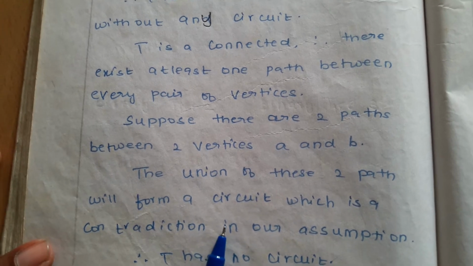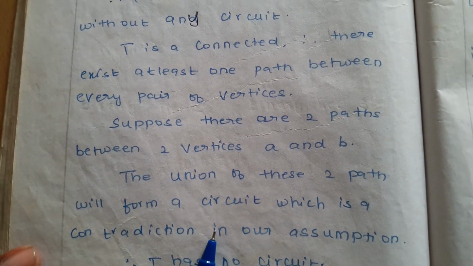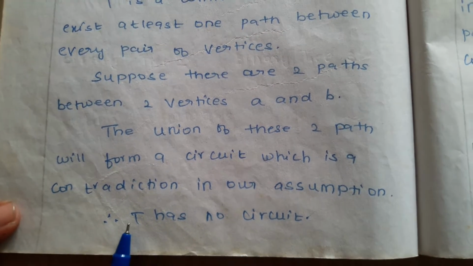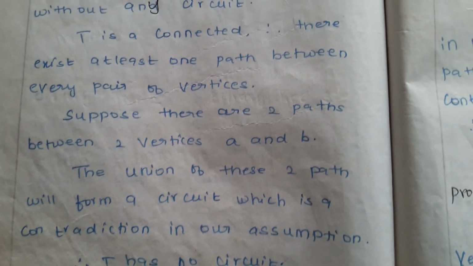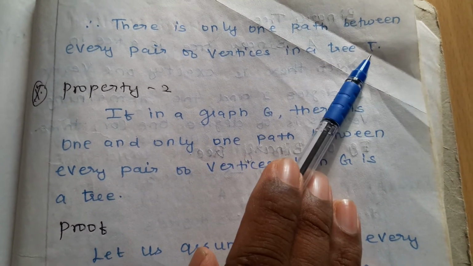Therefore, a tree has only one path between every pair of vertices. Therefore, T has no circuit. So, therefore, there is only one path between every pair of vertices in a tree T.